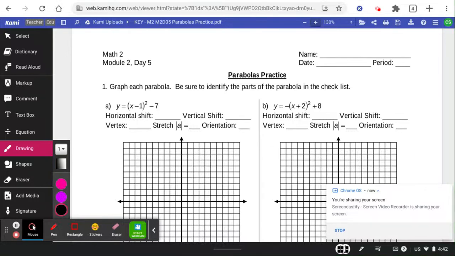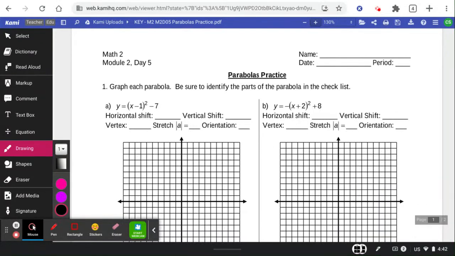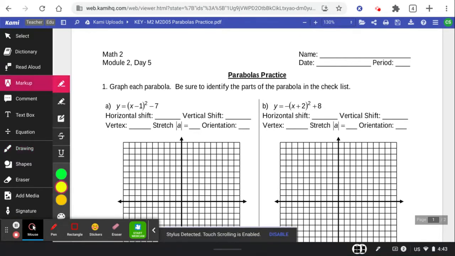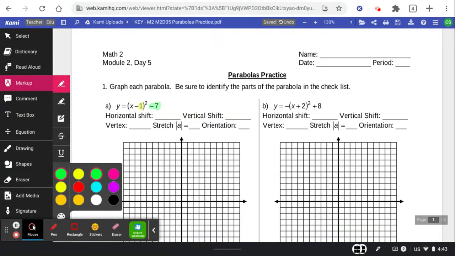Okay, let's take a look at this homework. Practicing drawing these graphs. We're looking at the first one, 1a, y equals quantity x minus 1 squared minus 7. So looking at the key points here, we see this vertex staring at us. And then we're also looking in front of the entire equation to see what is my stretch right here and what is my orientation.